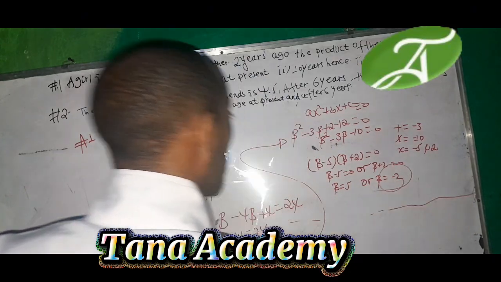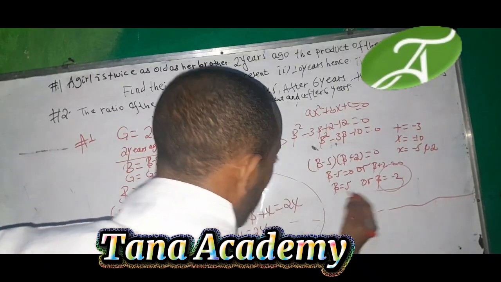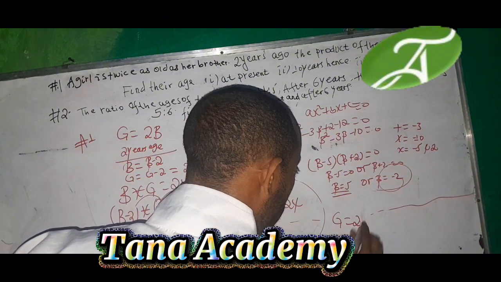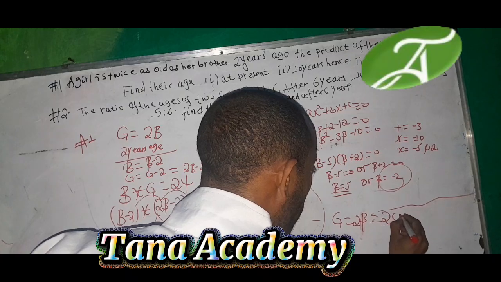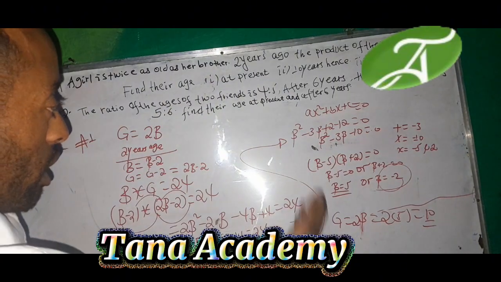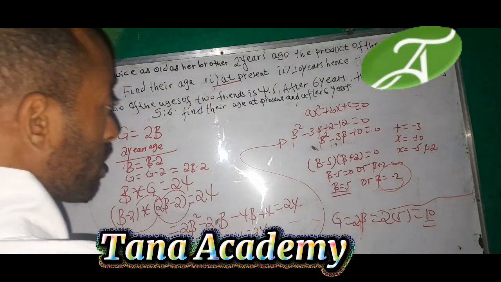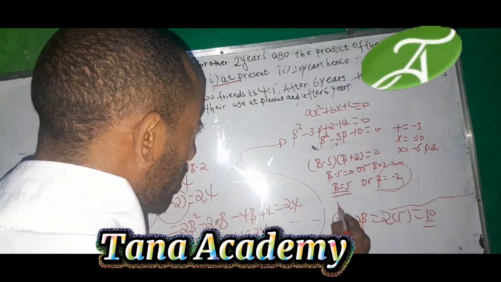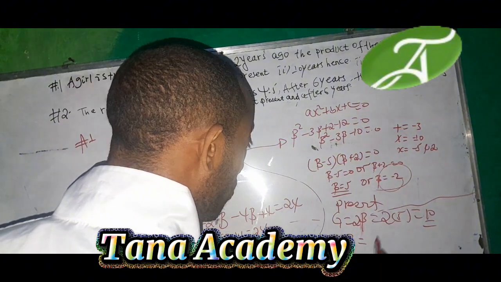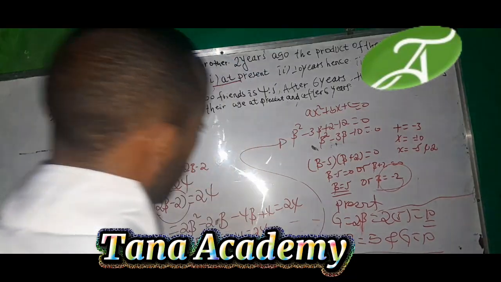We have to omit the negative part. That means the age of her brother is B equals 5. But the girl is twice her brother, so G is equal to 2 times 5, which is 10. She is 10 years old, while her brother is 5 years old. At present, the brother B is 5 and the girl is 10.